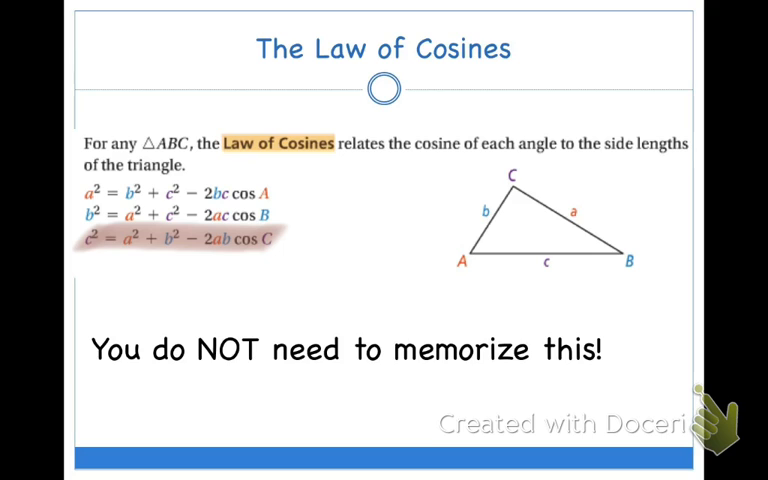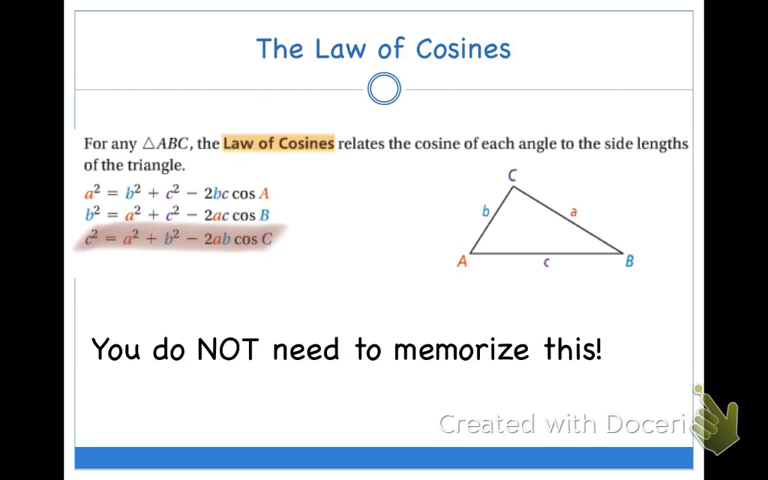So it's c squared is equal to a squared plus b squared minus 2 times a times b times cosine of c. And that's just one form. That's the form that uses angle c, and then side c is all alone on the other side of the equal sign. It's a similar pattern for angle a and angle b.